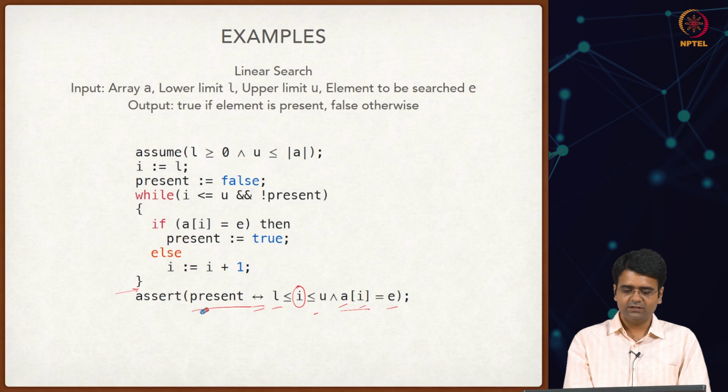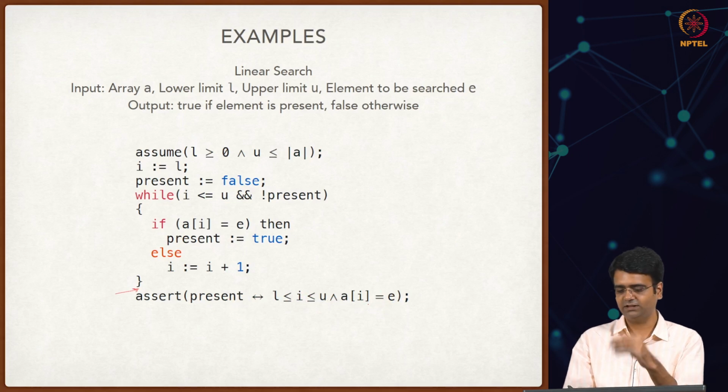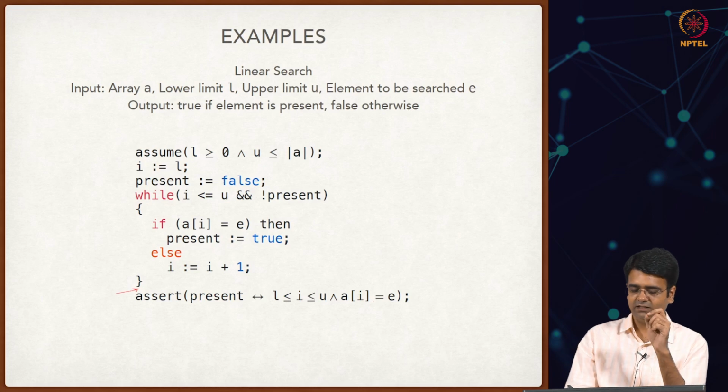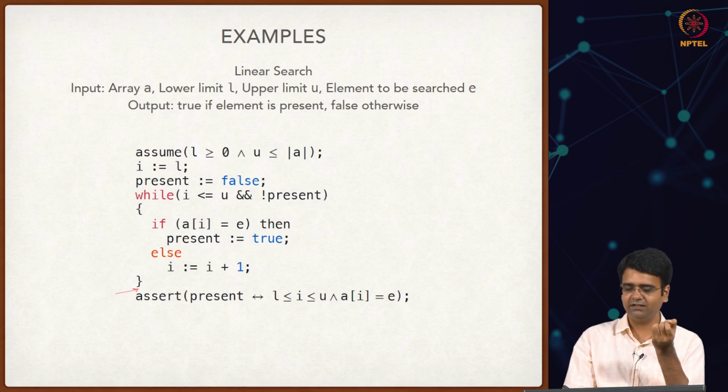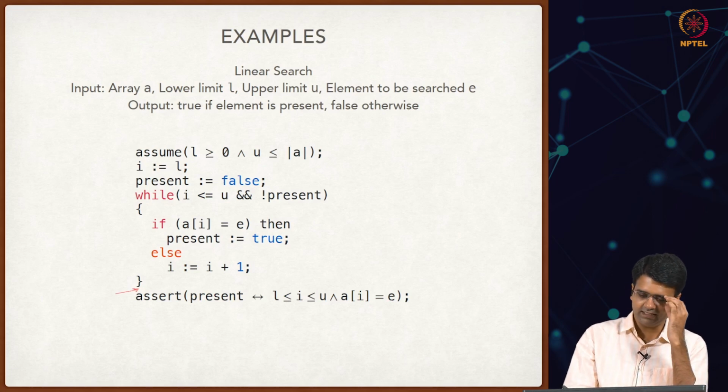Okay. So in fact, if present is true, then it is the case that I will be between L and U, and A of I, or rather the array A indexed at the particular location I, will be equal to the element E. Okay. But is this correct?